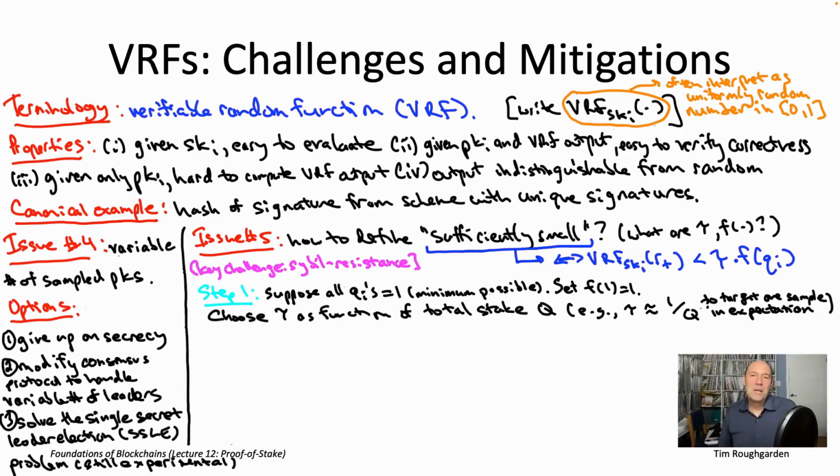So we figured out what we're doing in kind of a ridiculously simple case, where for some reason every single public key in the staking contract has posted only the minimum possible amount of stake. What are we going to do in general for arbitrary q sub i's?